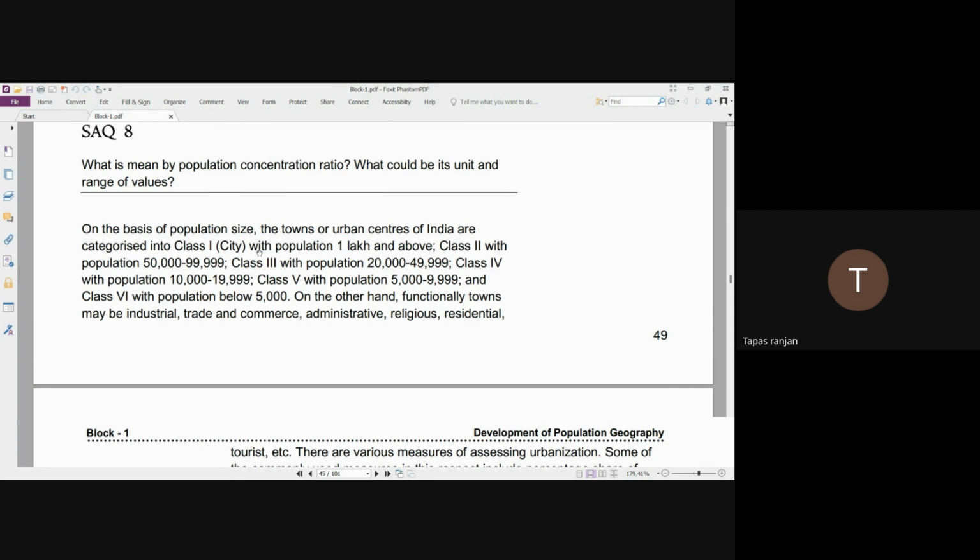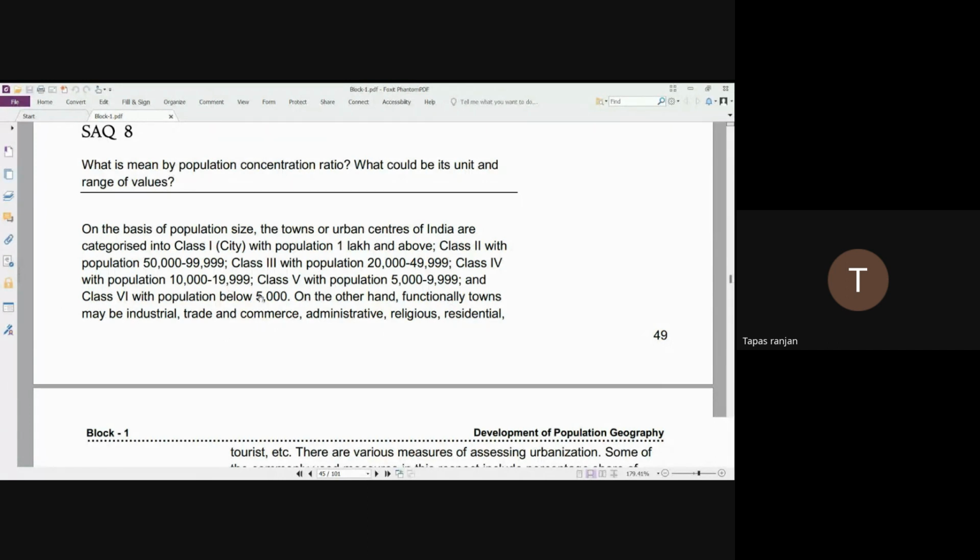Okay, the class 1 town will be having population more than 1 lakh. Class 2 town will be having population between 50,000 to 1 lakh. Class 3 towns will be having population between 20,000 to 50,000. Class 4, 10,000 to 20,000. Class 5, 5,000 to 9,000. And you have class 6, which is having a population below 5,000.